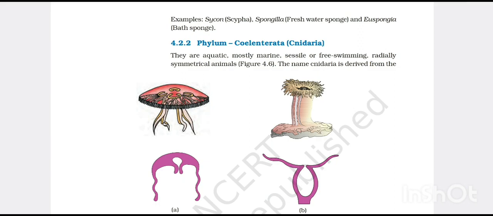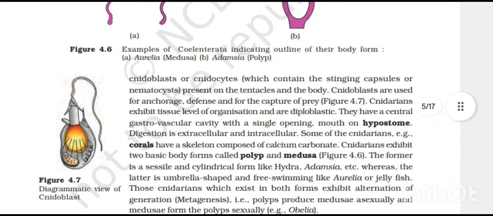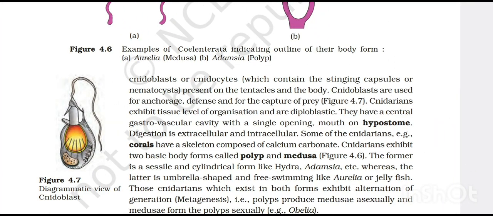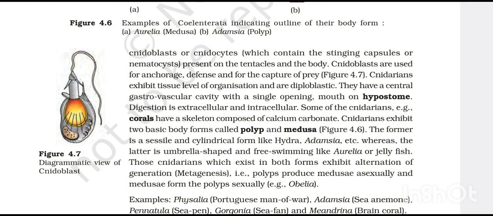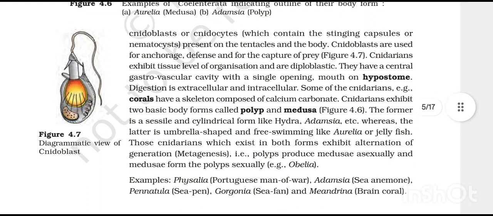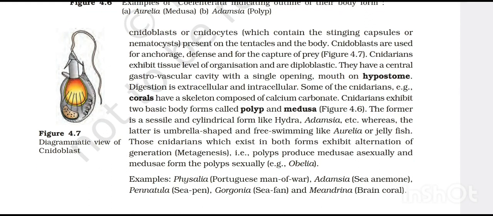The name Cnidaria is derived from the cnidoblasts or cnidocytes, which contain a stinging capsule or nematocyst present on the tentacles and the body. Cnidoblasts are used for anchorage, defense and capture of prey. Cnidarians exhibit tissue level of organization and are diploblastic. That means during embryonic development they have two germ layers. One is ectoderm and the inner layer is endoderm.